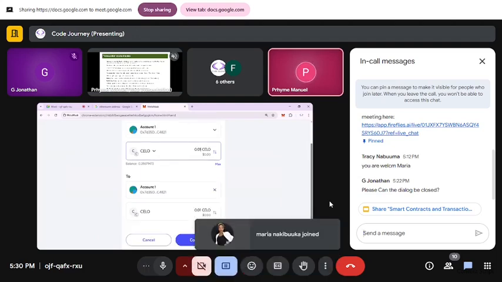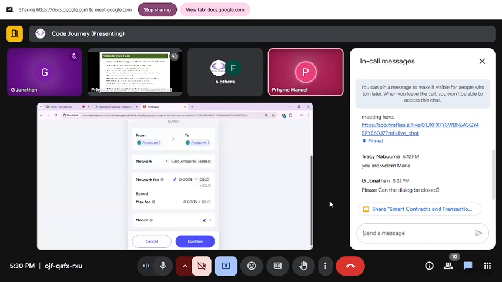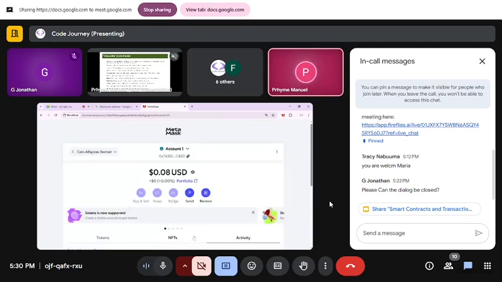And when I continue here and I extend downwards, you can see now the nonce reads 3. Then I can confirm this and yeah, the transaction is gone. Now the purpose of the nonce is to avoid replay attacks.